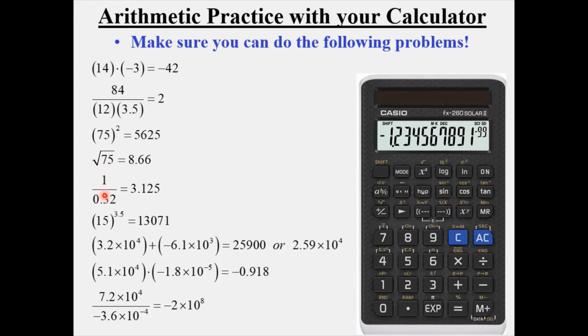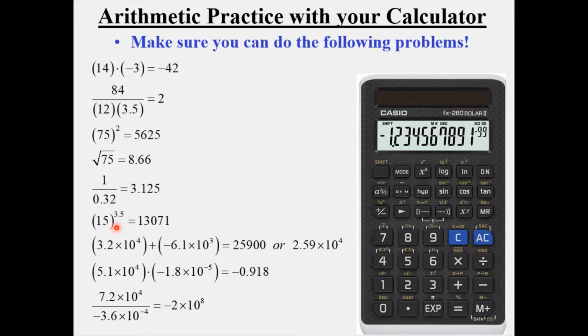The reciprocal button is sometimes useful, so you can tap in 0.32, and then if you look here, let's see, I need to find it here. It looks like it's right here. This 1 over x on this calculator is here, but again, this may be a different button on the calculator that you're going to use. That button takes the reciprocal of whatever number you put in there.